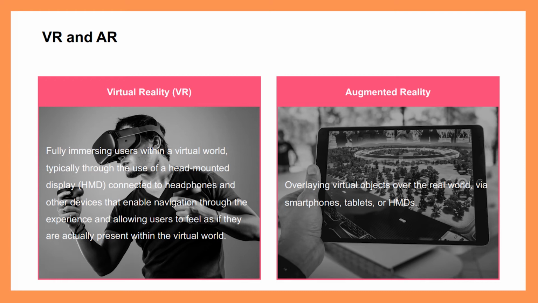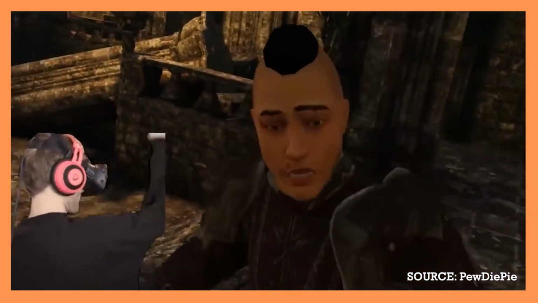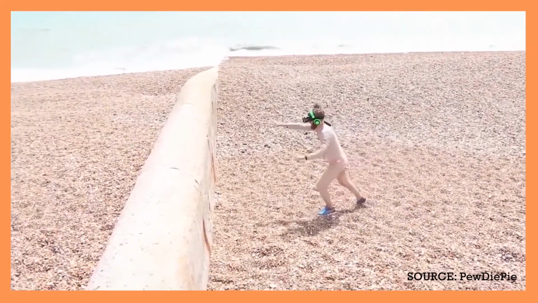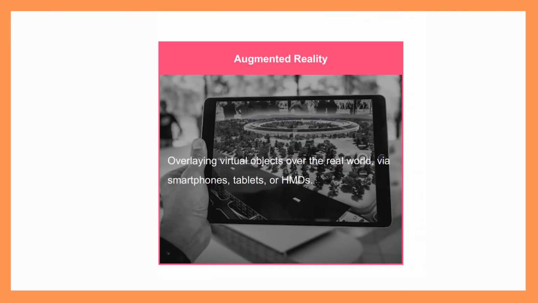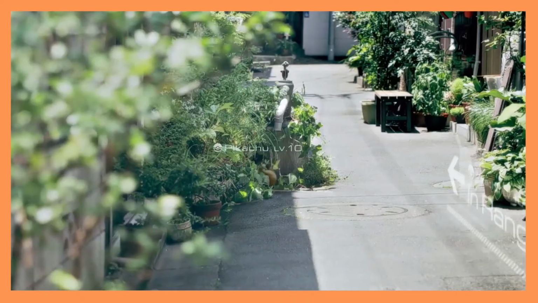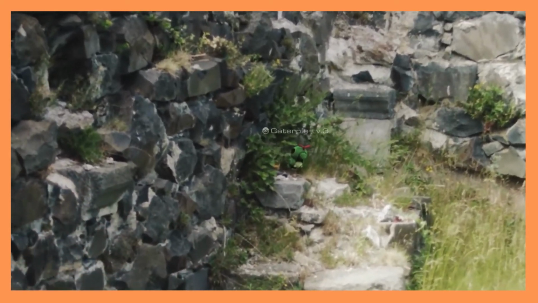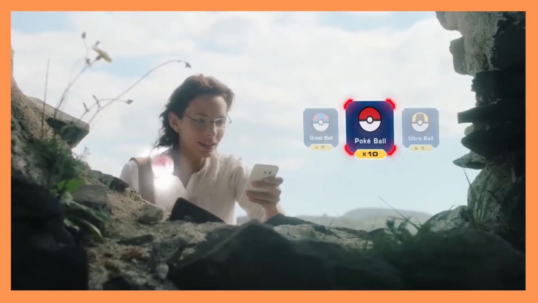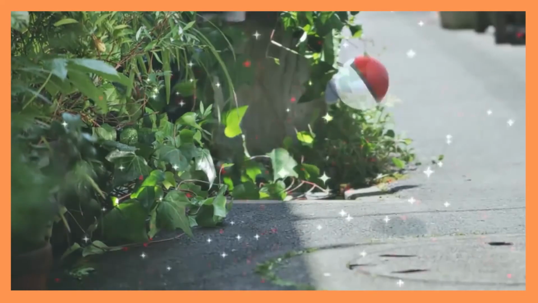In 2016, virtual reality and augmented reality technologies began to attract significant attention. Virtual reality involves fully immersing users within a virtual world, typically through the use of head-mounted displays and other devices that enable users to feel as if they are actually present within the virtual world. Augmented reality involves overlaying virtual objects over the real world. Perhaps the highest profile use of AR thus far has been its use in Nintendo's Pokemon Go game. Other uses include Snapchat's lenses feature that allows users to augment their selfies, and try-before-you-buy apps created for beauty and fashion brands.